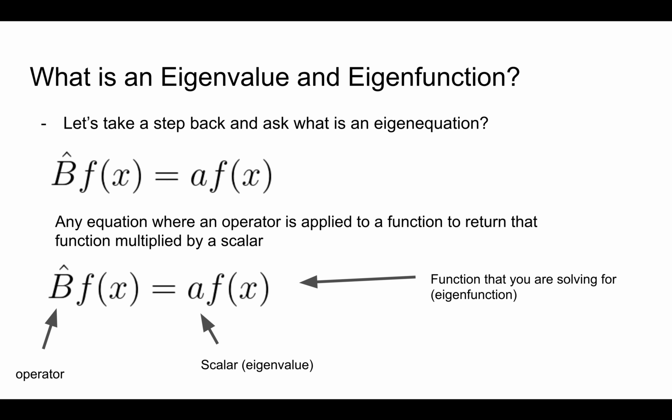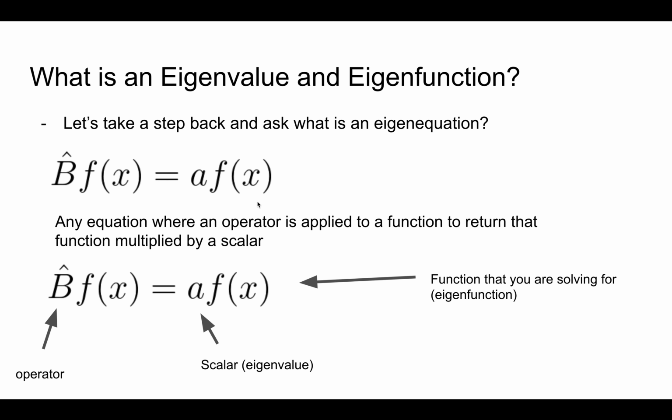These terms are obviously super confusing. So I think it's better to take a step back and ask, what is an eigenequation? Which is something that really doesn't get talked about in quantum physics courses. So an eigenequation is an equation essentially of this form right here.